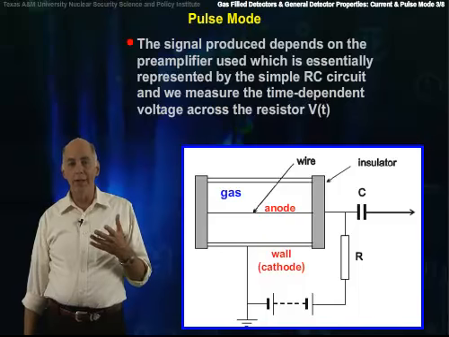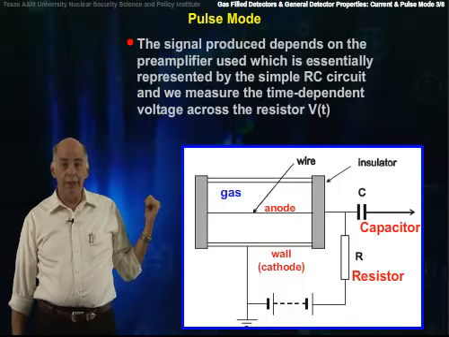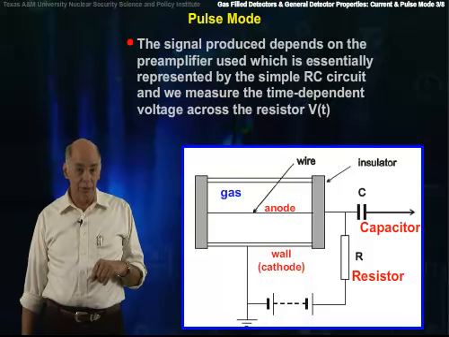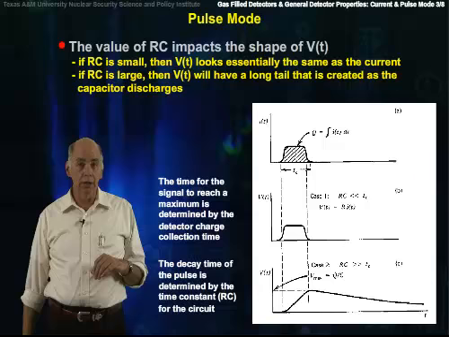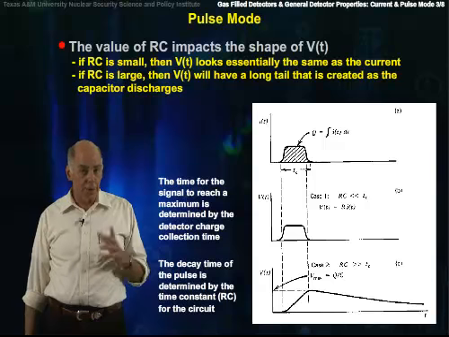If you stare at the electronics here for a minute, the important parts in the collection electronics is the capacitor and the resistor. The product of the capacitance times the resistance, the RC constant, has a profound influence on the shape of the signal coming out of the detector. Let's talk about that.